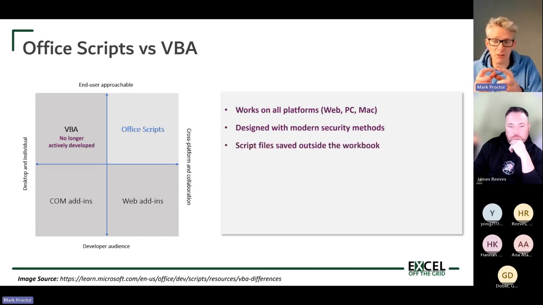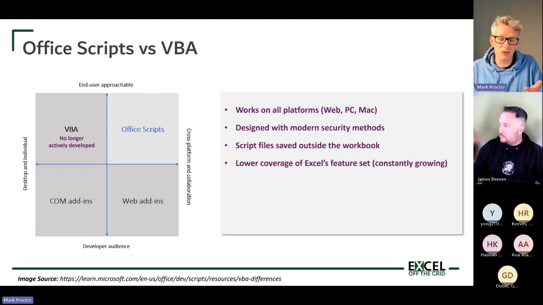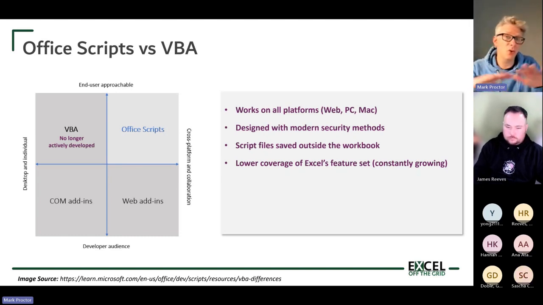A key distinction is that an Office script file is saved outside of the workbook. And that's really important when we think about how we use Office scripts and how we can make Office scripts reusable. And we'll look at that in a few moments' time. Office scripts have a lower coverage of Excel's feature set. Now, they're constantly growing in terms of the amount of features that are covered, but because Office scripts have to work online and on PC and on Mac, there needs to be a consistent feature set across all of those platforms. So therefore, the feature set they're going to use as their base level, or the highest level, is going to be Excel Online.